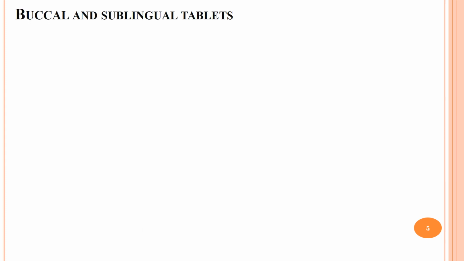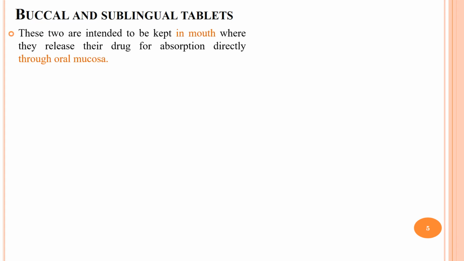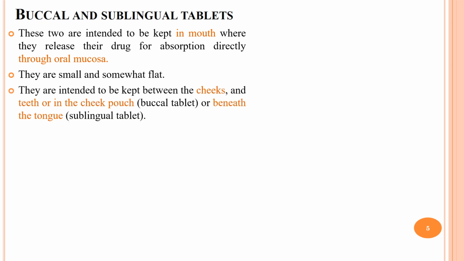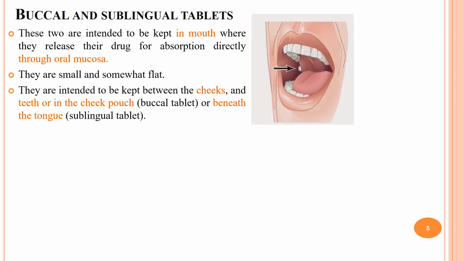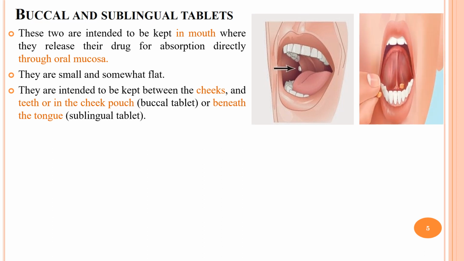The first subclass in this category is the buccal and sublingual tablets. These two are intended to be kept in mouth where they release their drug for absorption directly through oral mucosa. They are small and somewhat flat. They are intended to be kept between the cheeks and teeth or in the cheek pouch, that is buccal tablet, or beneath the tongue, that is sublingual tablet.